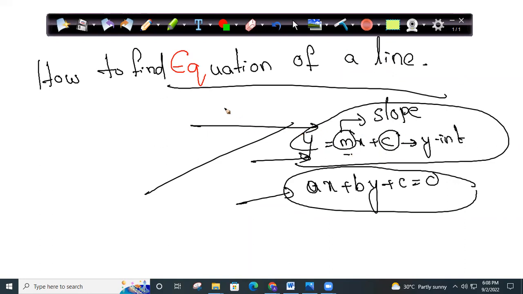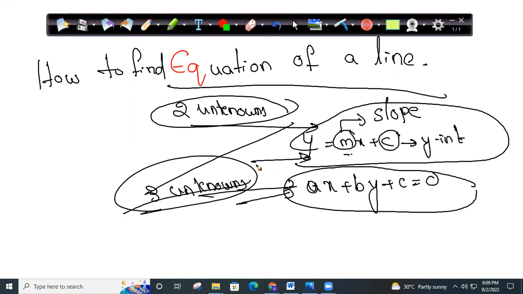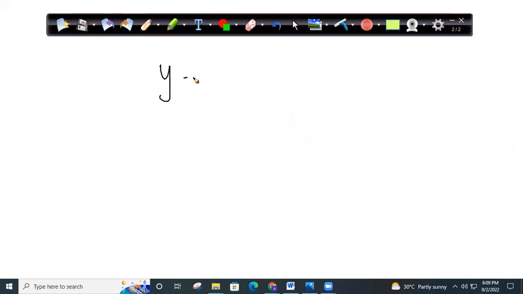This has only two unknowns, while this has three unknowns. Two unknowns are always easier to find than three unknowns, right? So that is the reason y = mx + c is always preferable whenever we are finding the equation of a line. In this, m stands for slope and c stands for y-intercept. So now my entire focus should be on how to find slope and how to find y-intercept. The moment I can find slope and y-intercept, I get the equation of the line, as simple as that.